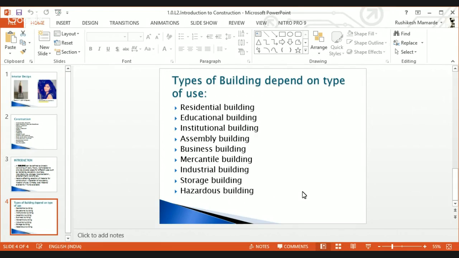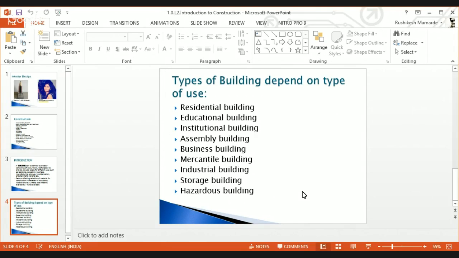Institutional buildings ordinarily provide sleeping accommodation for the occupants. It includes hospitals, sanatoria, nursing homes, orphanages, jails, prisons, mental hospitals, and reformatories. All these types of buildings fall under the institutional buildings category.